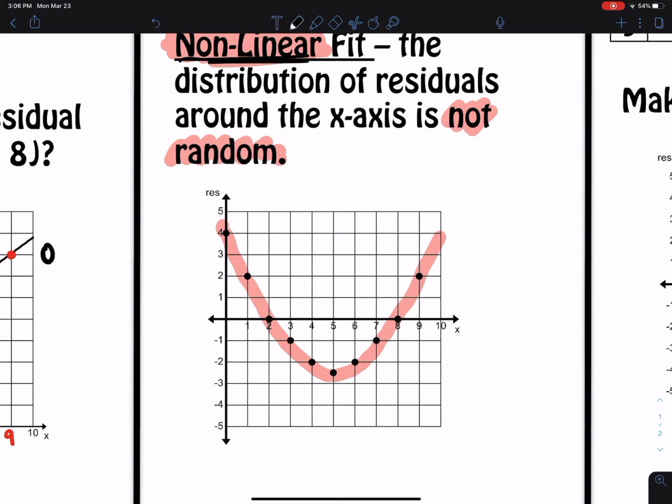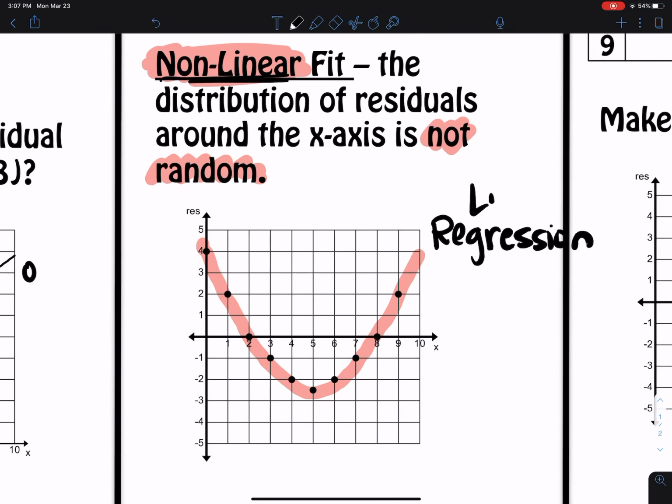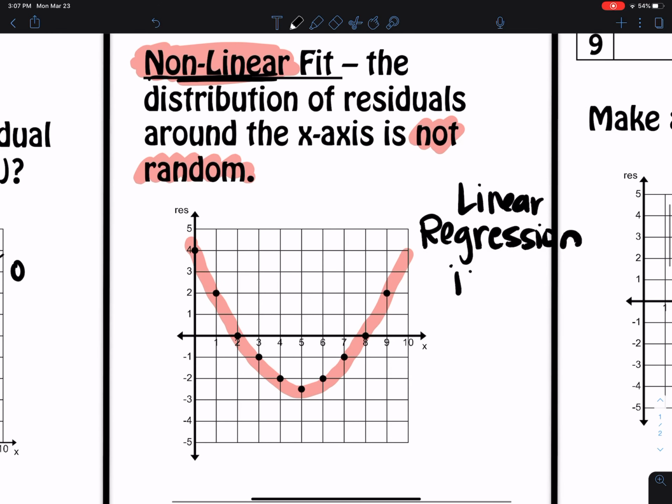So what we're doing in this class is we're only doing linear regression. So if you see something that's curved or it doesn't look random, then that means that it is not linear. And so a regression line would not be a good fit. So a linear regression is not good here. Because if the residual plot is curved like it is here, it tells us that the data wasn't linear to begin with. So we shouldn't do a linear regression. We should do some other kind of regression. Okay.